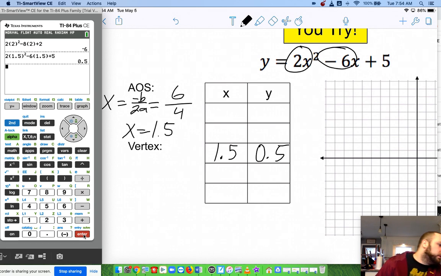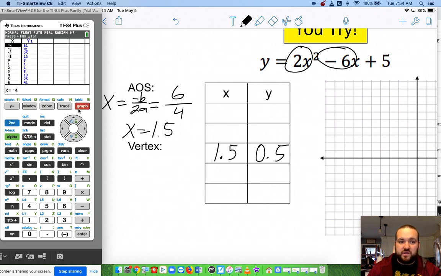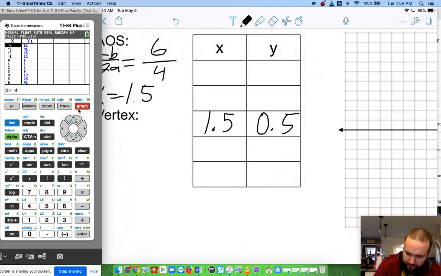Now, to fill out the rest of the table, I am going to use the calculator the same way we've been doing. So 2x squared minus 6x plus 5. Then I'm going to go to the table. I know 1.5 is not going to be on there, but I'm just going to use the whole numbers that are close by. So the next two whole numbers after 1.5 will be 2 and 3. And the previous whole numbers will be 1 and 0. So I have 1 and 5 and 1 and 5.